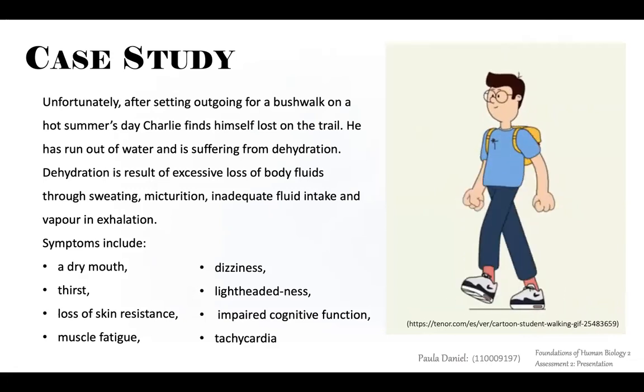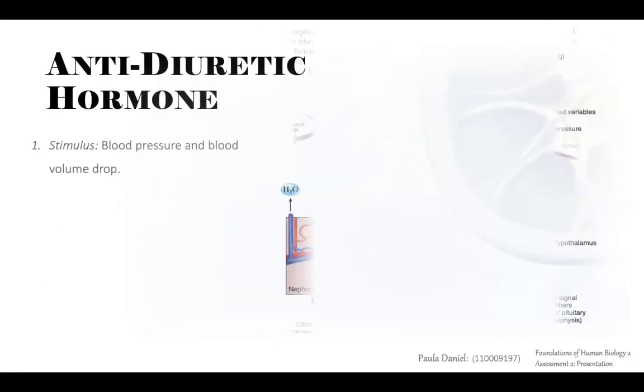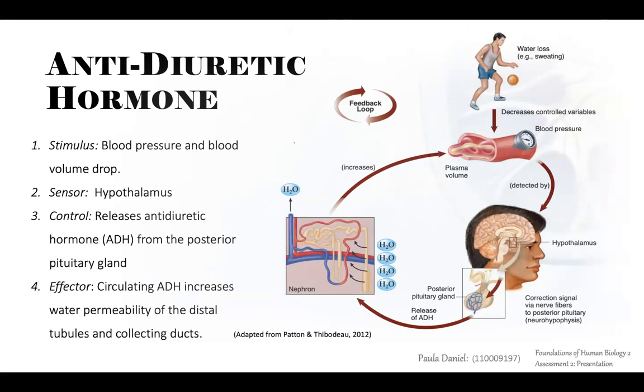But what are the feedback loops happening in Charlie's body in an attempt to maintain homeostasis? The first negative feedback loop involves the antidiuretic hormone, or ADH. Charlie will experience a decrease in blood plasma through exercise and sweating, accompanied by inadequate water intake. As a result, his blood pressure and blood volume will drop. This is detected by the hypothalamus, which will rapidly release antidiuretic hormone from the posterior pituitary gland into the blood. The circulating ADH increases water absorption by increasing the water permeability of the DCTs and the collecting ducts. Remember, they are impermeable to water under normal circumstances. This water reabsorption will increase plasma volume and blood pressure.